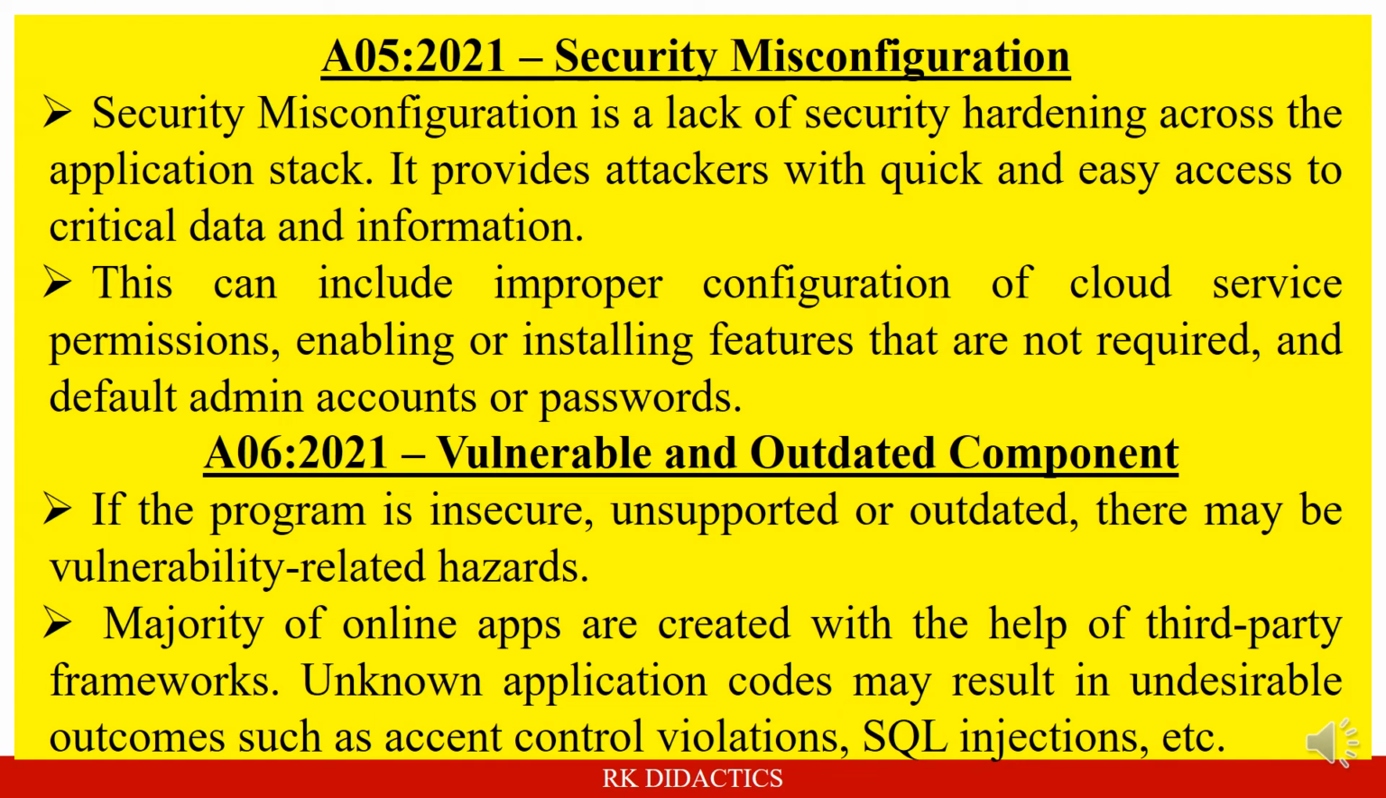The next security risk is security misconfiguration. वो security misconfiguration क्या होता है? So these are security controls that are inaccurately configured or left insecure, putting the systems and data at risk. So when the security controls are not properly configured or they are insecure, in this case the data are at risk. So it provides attackers with quick and easy access to critical data and information.